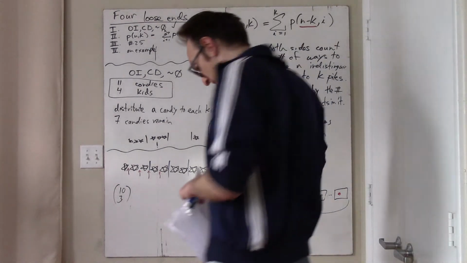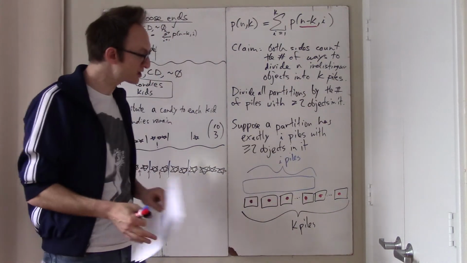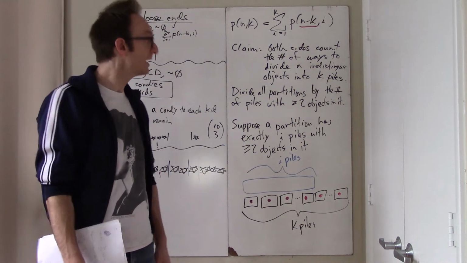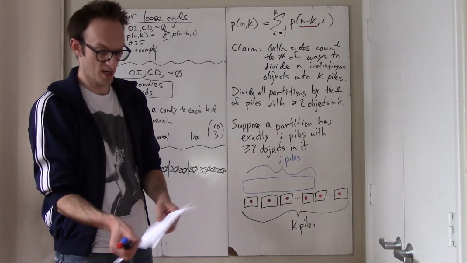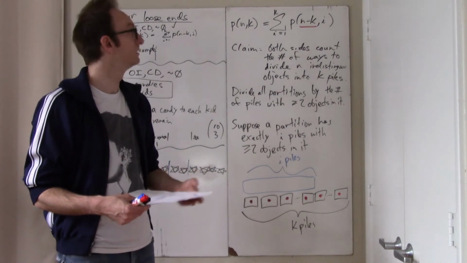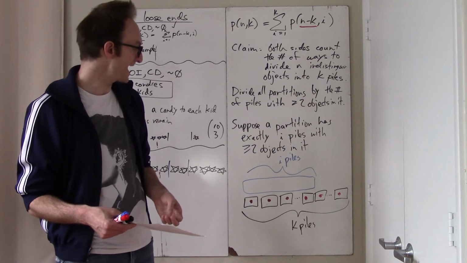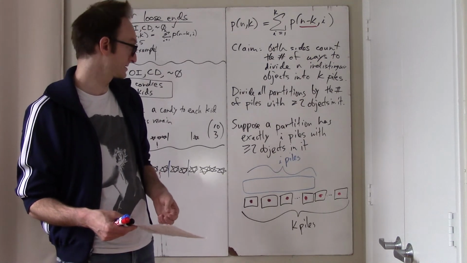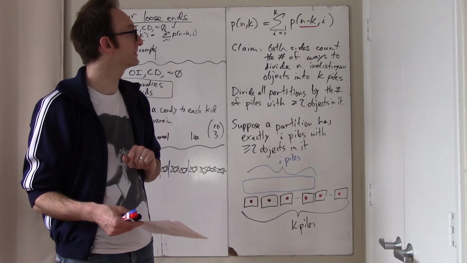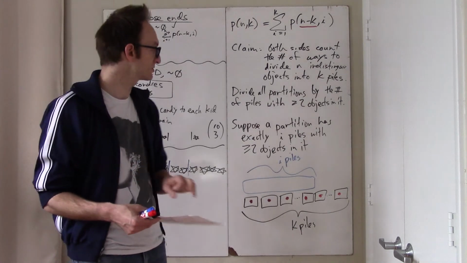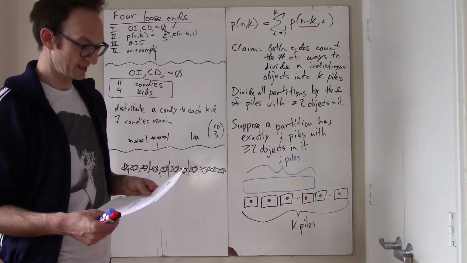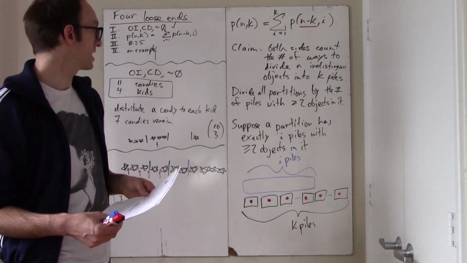and since every partition is going to have some number of piles with greater than or equal to 2 objects, possibly none, in which case, what happened? I has to be at least, I don't think i does have to be 1. I think i could be 0. Yeah, that's kind of interesting. But if exactly i piles have greater than 2.